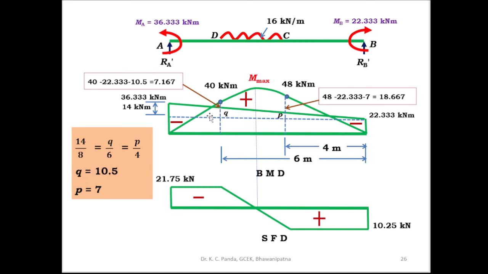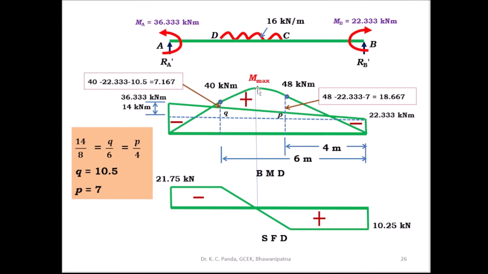Then after knowing P and Q, you can find out the positive moment at D and the positive moment at C, because you have to deduct from the total ordinate 40 kilonewton meter. So you got here Q, and you know this ordinate 22.333. After deducting Q and 22.333, you can find out this ordinate. This is the positive moment at D. Similarly, you can find out the positive moment at C: 48 minus 22.333 minus 7, 18.667.